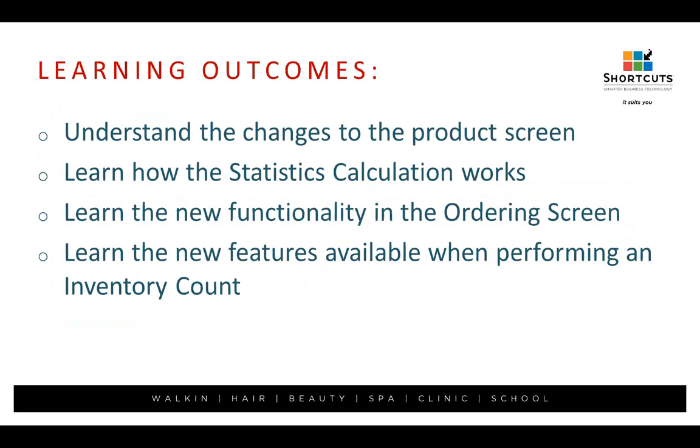So the learning outcomes today. The items that we're going to be focusing on is to understand the changes to the product screen. With these new tools that we've introduced, there's going to be some changes to the product screen. We've also introduced a brand new tool called the Statistics Calculator, or the Statistics Calculation tool. So we're going to talk about how that works. We're also going to learn about the new functionality in the ordering screen. So there's a couple of new features in ordering that we'll talk about as well. And then learn the new features available when performing an inventory count. So there's a couple of new items introduced when doing a count also.